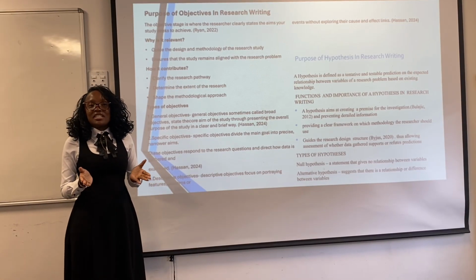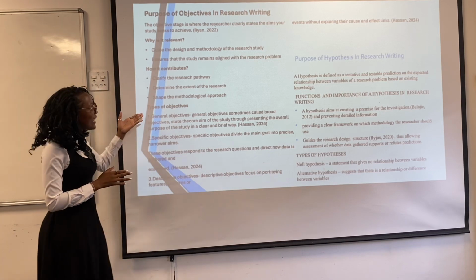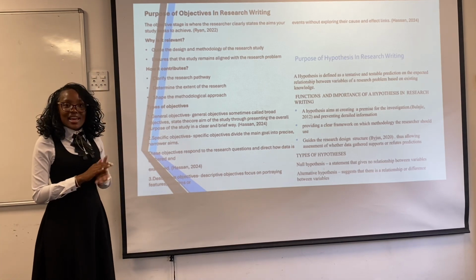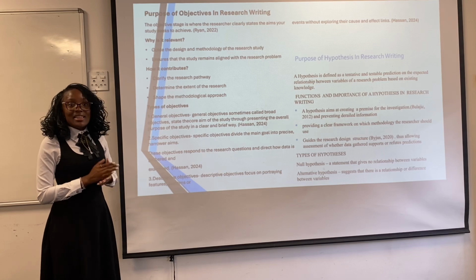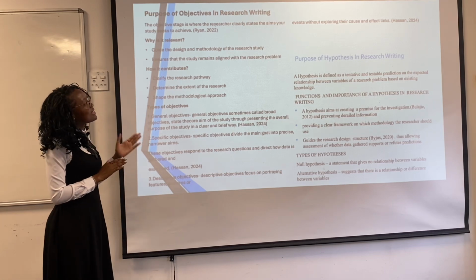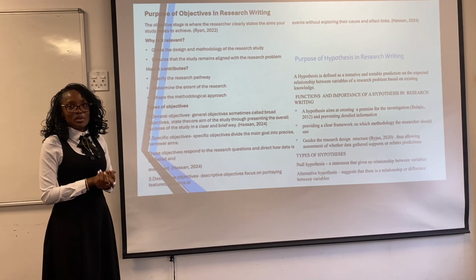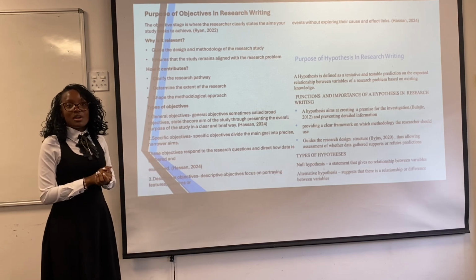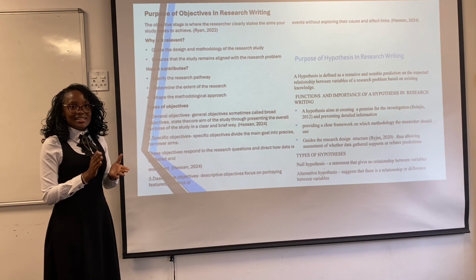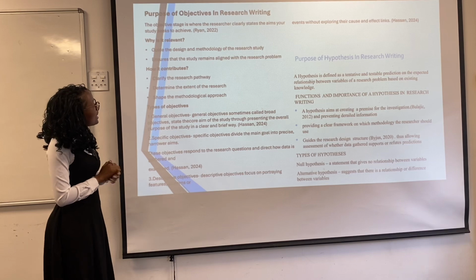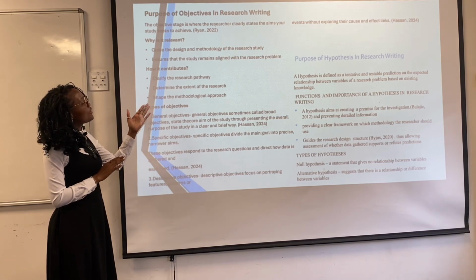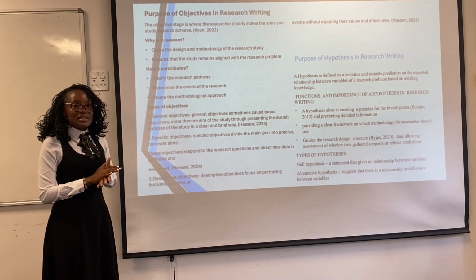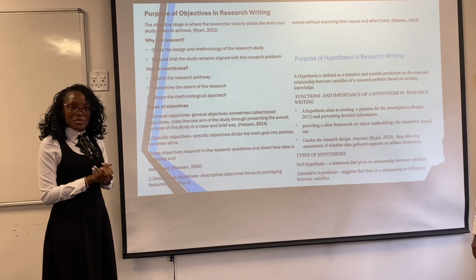The objective stage is where the researcher clearly states the aim your study seeks to achieve. Why is it relevant? It guides the design and methodology of the research study. The second point is that it ensures that the study remains aligned with the research problem. How it contributes. 1. Clearly, it clarifies the research pathway. 2. It determines the extent of the research. 3. It shapes the methodological approach.